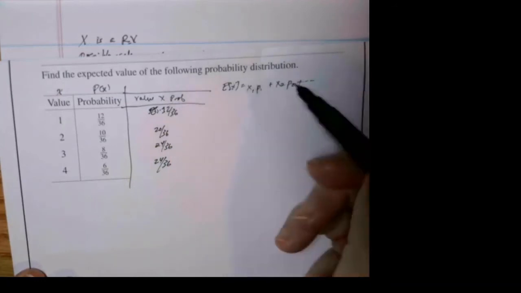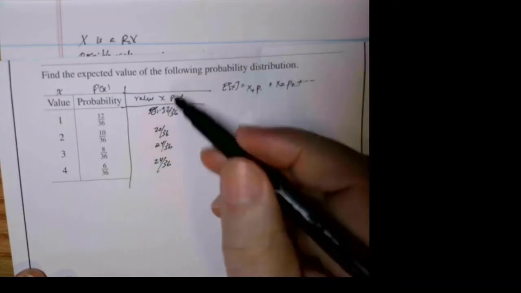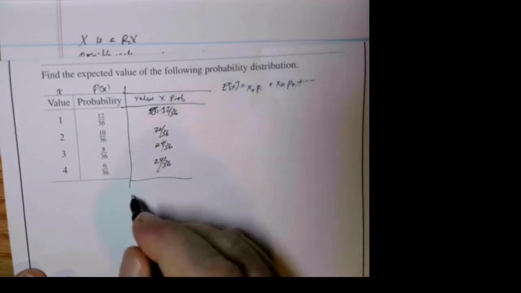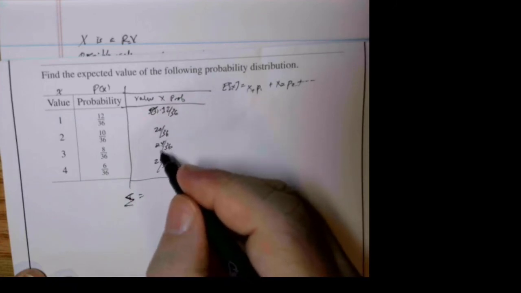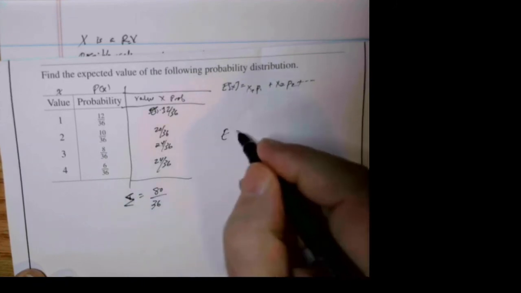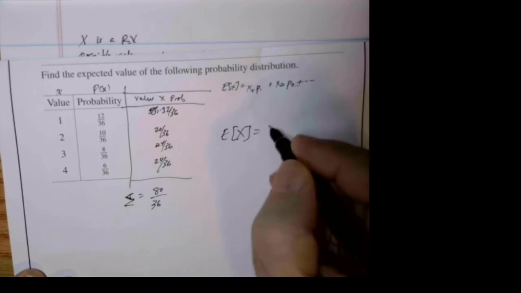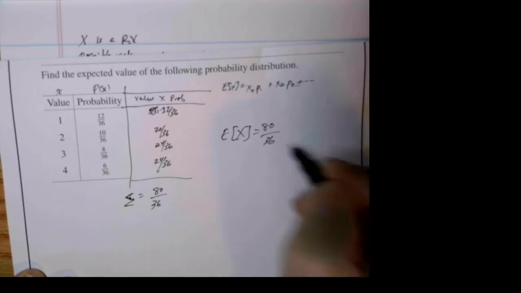And then once I have value times probability, what do I do? I just add these up, right? So the sum of this column here is, let's see, 32, 56, 80. 80 over 36. So the expected value of this random variable x is 80/36.